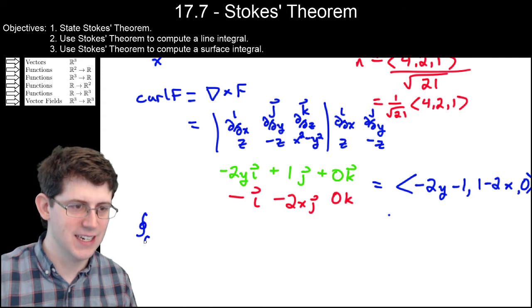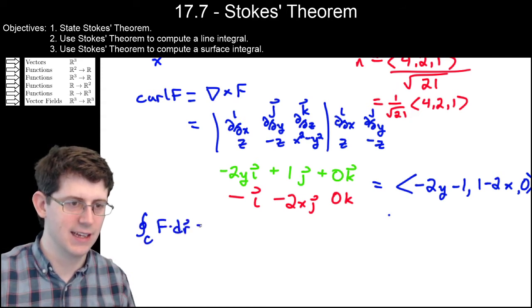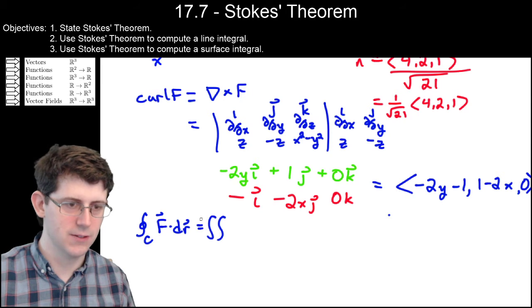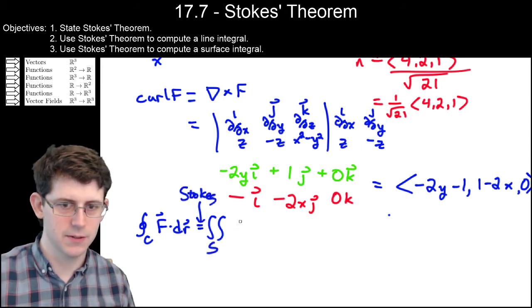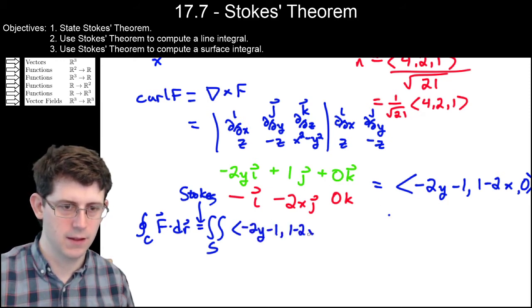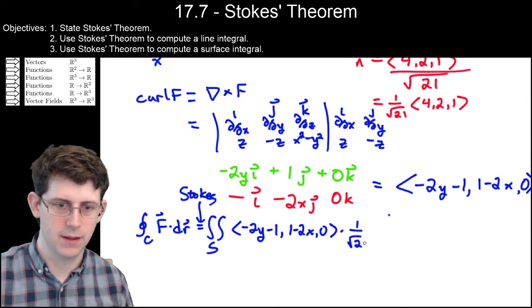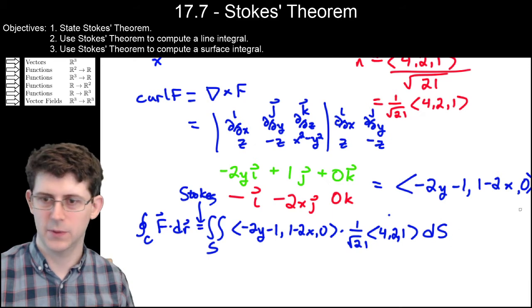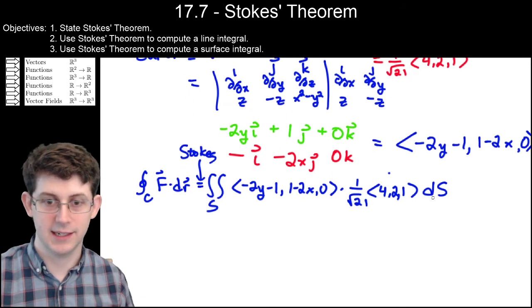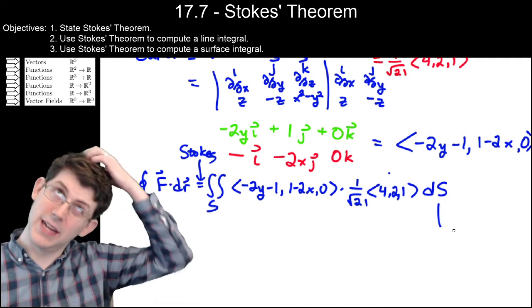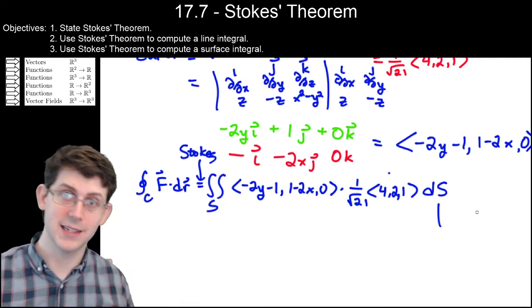So our circulation is equal to, this is Stokes' theorem, curl f, which is this thing, dot n, which is this thing, dS. Okay, what's dS? Back when we had surface integrals, there were two kinds of dS.